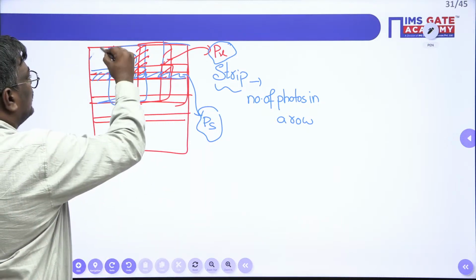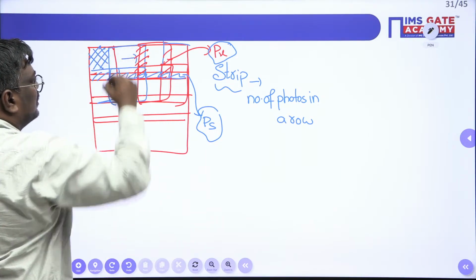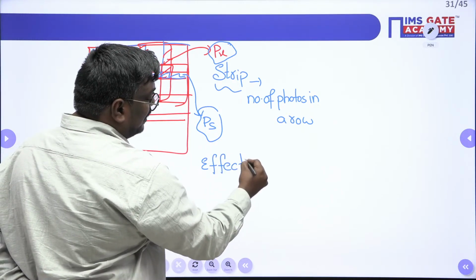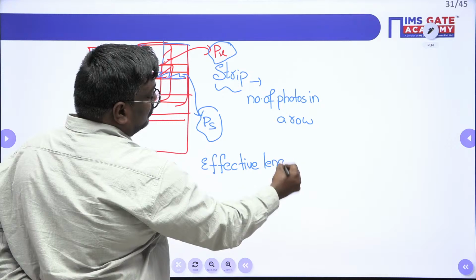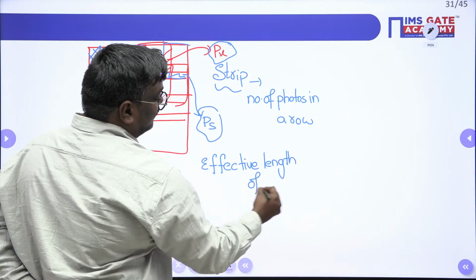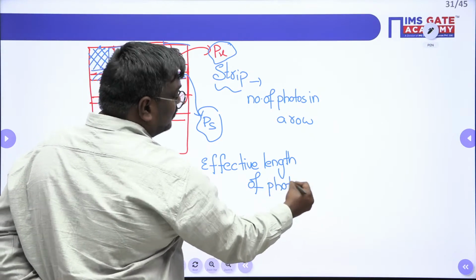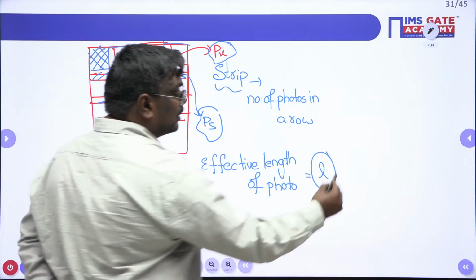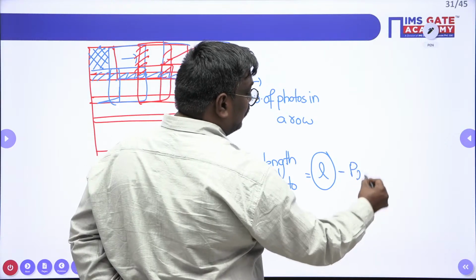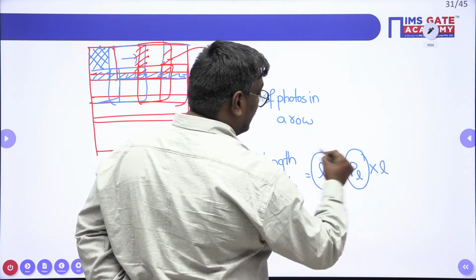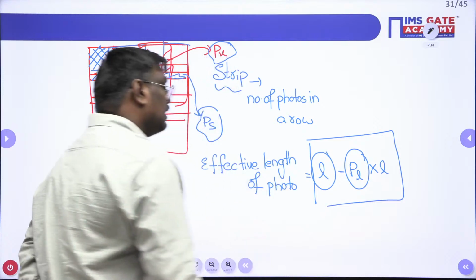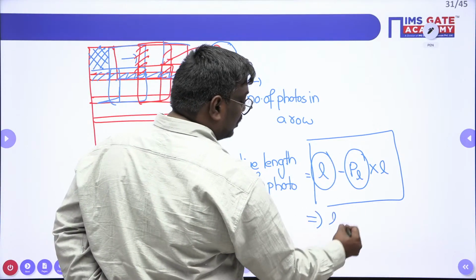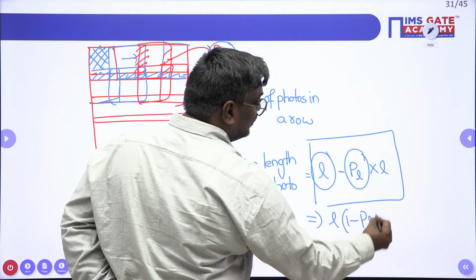If you want to find the effective area of this shaded portion, first the effective length of the photo. The actual length of the photo is L, and the longitudinal overlap percentage is PL, so L minus PL into L. This is the effective length of the photo, given as L into 1 minus PL.